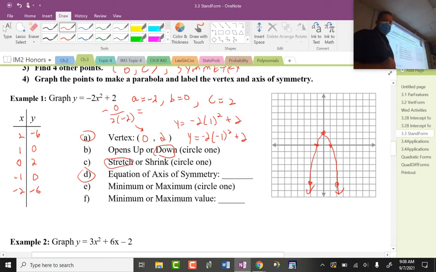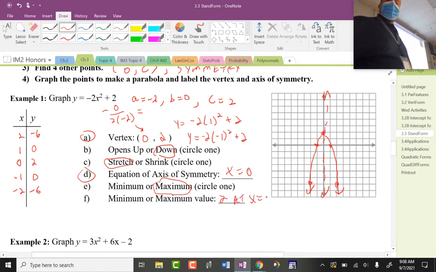All right. Then the equation of the axis of symmetry, we could already put that. x equals 0. x equals the x coordinate. There's the axis of symmetry, usually drawn as a dotted line. Oh, we could have asked this before. What should I have had? And I have a maximum. All right, and that maximum value is 2 at x equals 0.